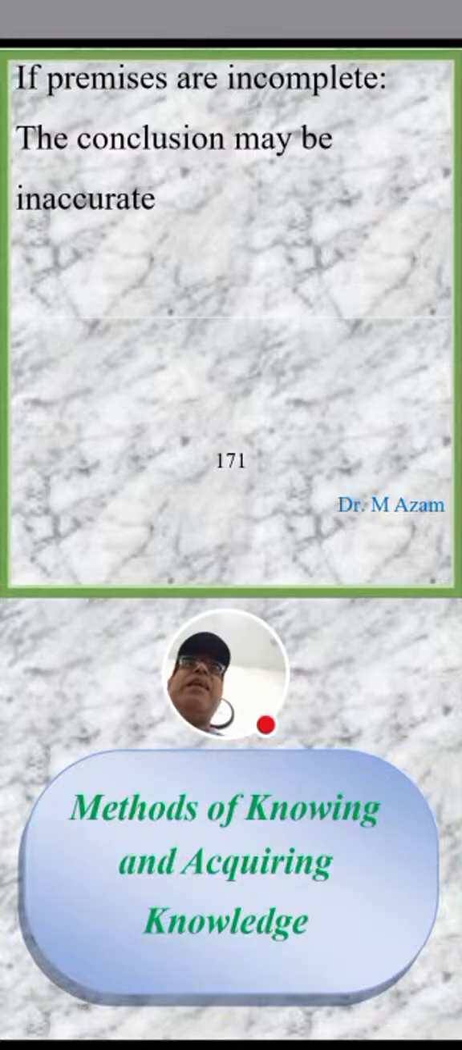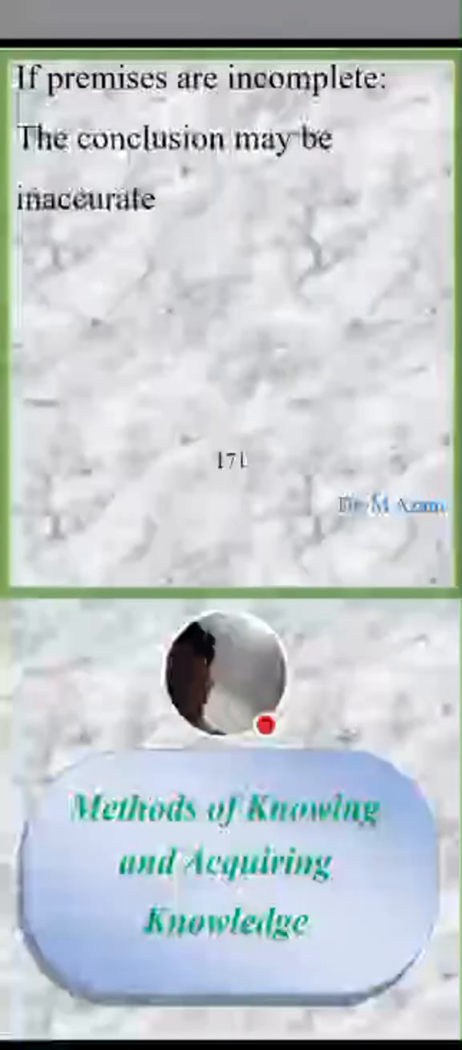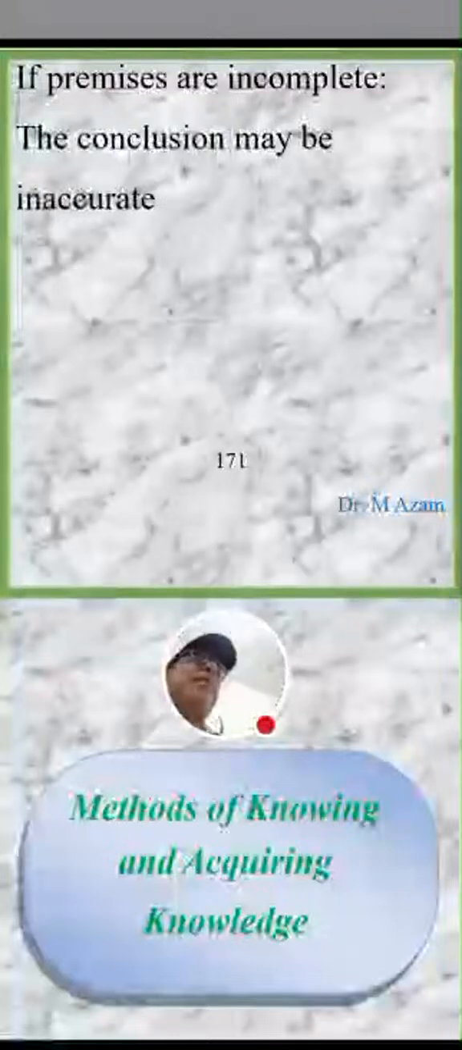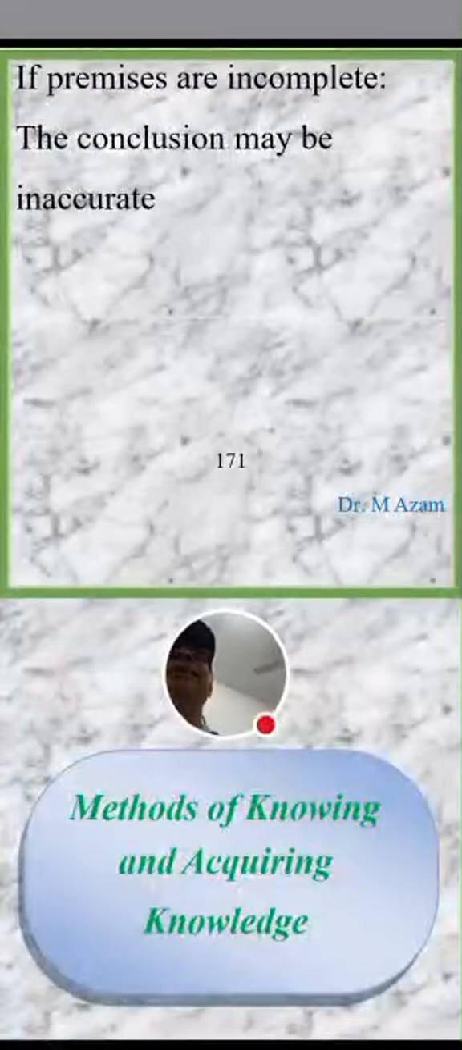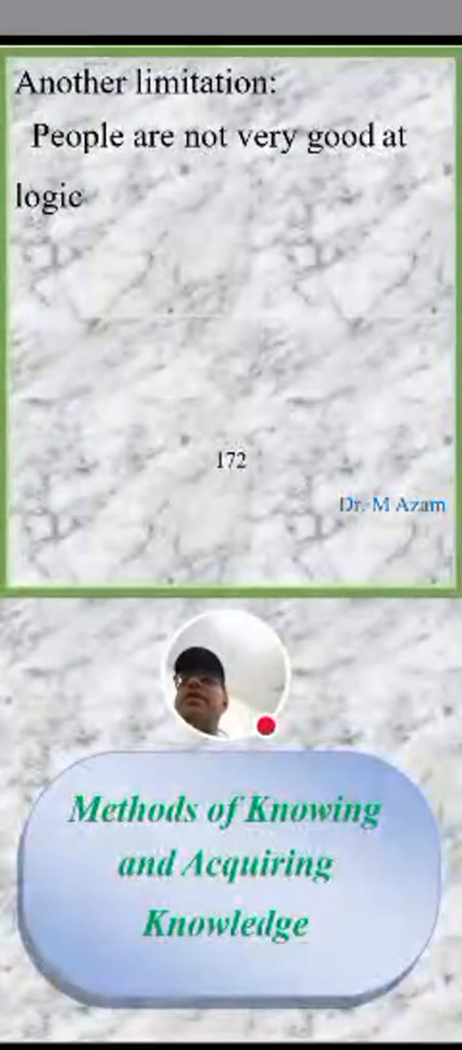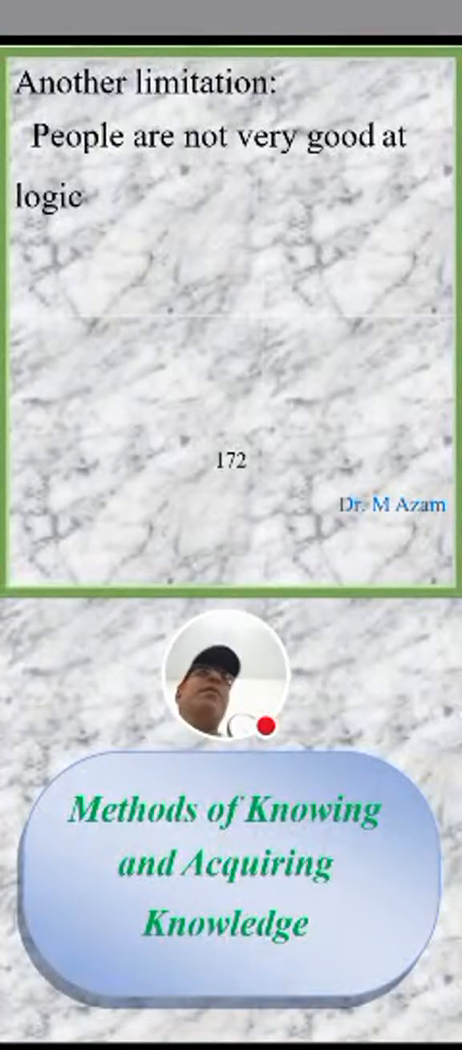Number one, they have to be correct. Number two, they have to be complete. Another limitation of the rational method: people are not very good at logic. Generally, common people are not very good at logic.